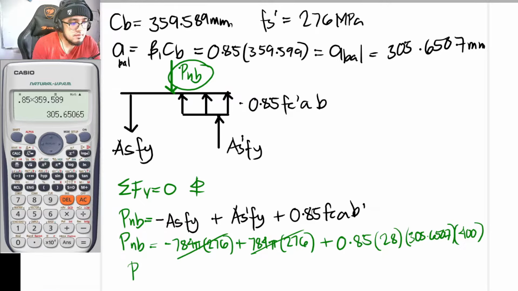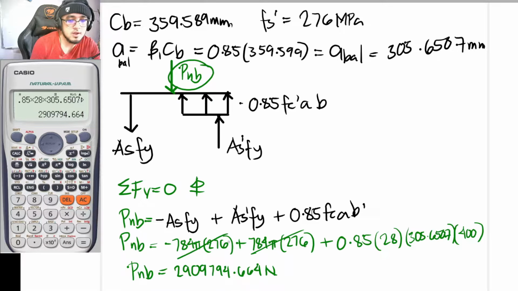Okay, so with that, the value for our P and B, or the nominal balanced axial strength here, is 0.85 times 28 times 305.6507 times 400. Then our answer here is 2909794. So 2909.664. This is in terms of newtons. And if you want to convert it into kilonewtons, just divide this by 1000. Okay, so once again, our goal is for us to solve for the value for our e balance.